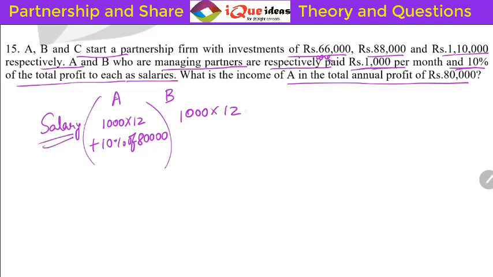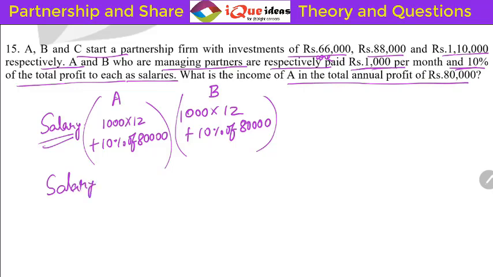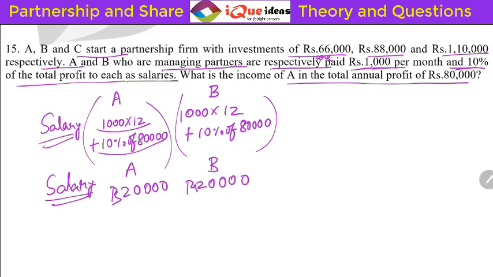1,000 into 12, and then the salary of B is also the same because they are getting the same value. 1,000 into 12 and plus 10% of profit. So 10% of total profit is 10% of 80,000. Now if you calculate this, salaries only are coming out to be, for A, 12,000, and 10% of 80,000 is 8,000. Right? So 8,000 and 12,000 is 20,000 rupees. Now B is also getting the same amount, so 20,000 rupees. So A and B have already received 20,000 as salaries.